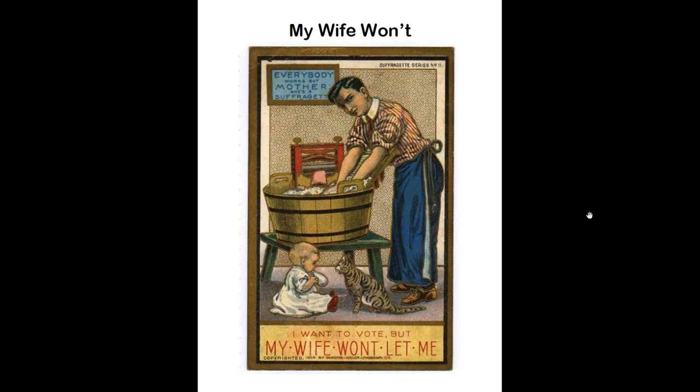All right, in this one, we have kind of a political cartoon or a poster here, and it says, my wife won't. And it says Suffragette Series, number 11 right here. And it says, everybody works but mother, she's a suffragette. Okay, and this says, I want to vote, but my wife won't let me. So this kind of flips the roles. You have the man who can't vote and the woman who is out fighting for the right to vote. Okay, so think about that one.